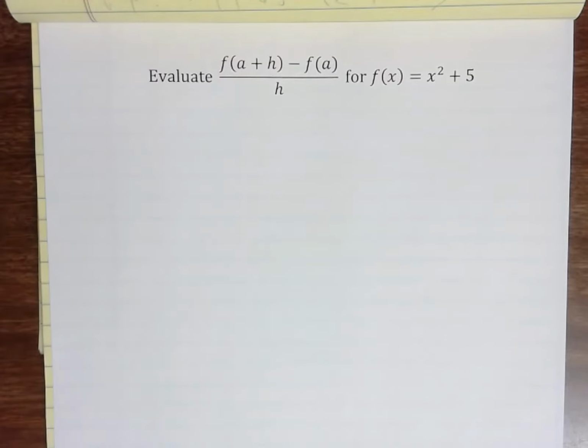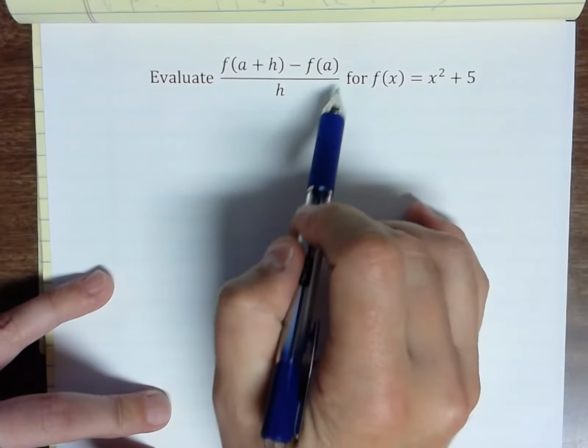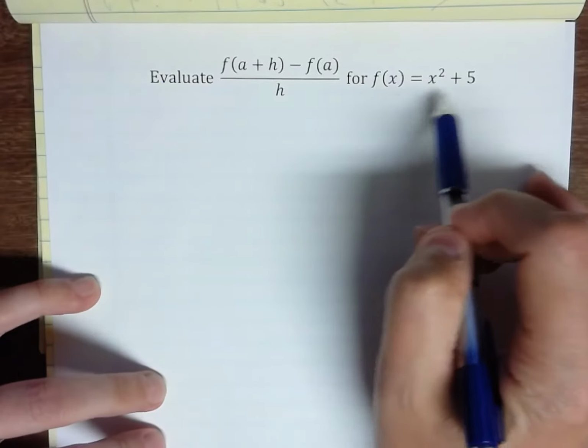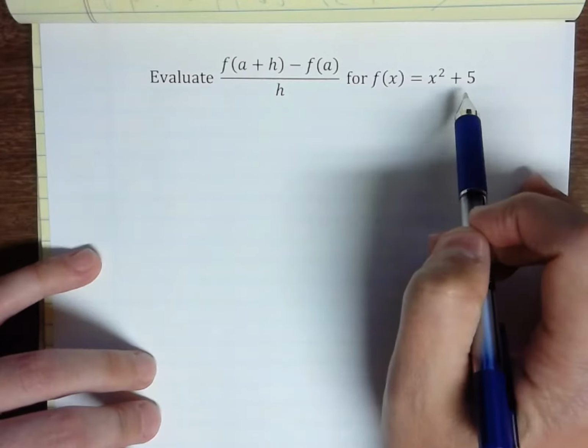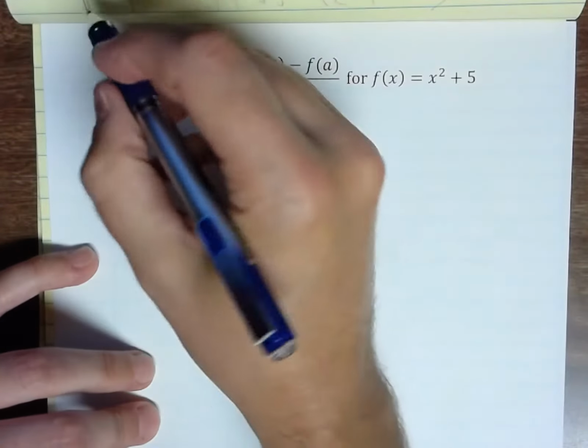Alright, here's our second example, working with the difference quotient again. This relationship here, remember, is the difference quotient. So here's a specific function we want to apply it to. Like in my previous example, I'm going to go ahead and break it into pieces here.